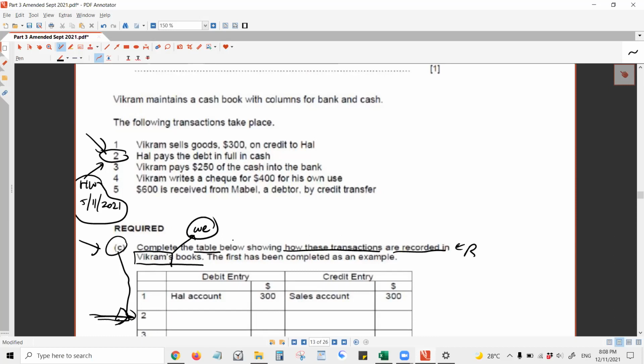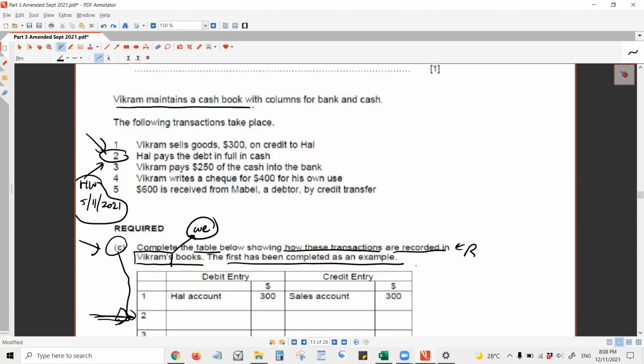Remember, you must know who you are in a question. First one has been done as an example. Okay, so they debit How and then credit sales account for $300. What exactly are they doing? You can see the question to see if they've done it correctly or not.